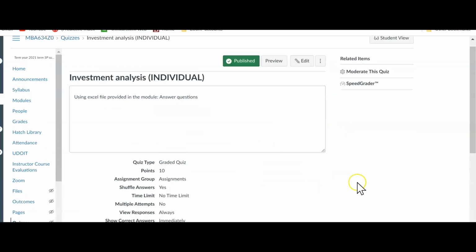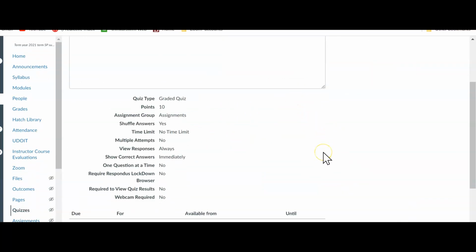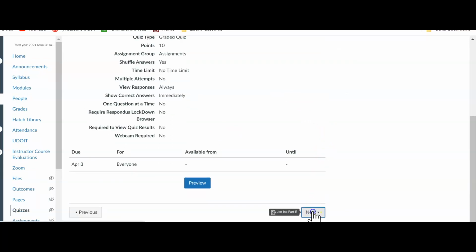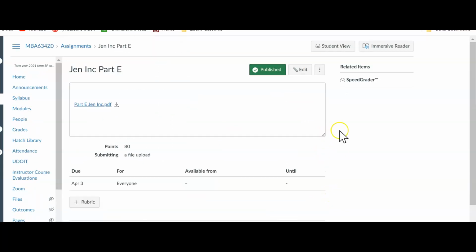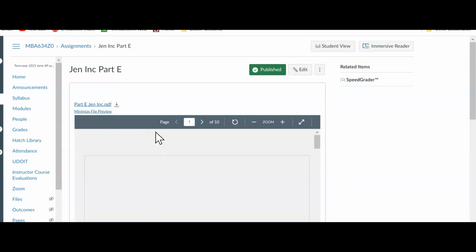And from there, a quick quiz, quote unquote, basically 10 points, an individual quiz that you're going to do to test your learning on NPV and IRR. Then we get into the Jennings case study, which basically will start to connect the dots for us.